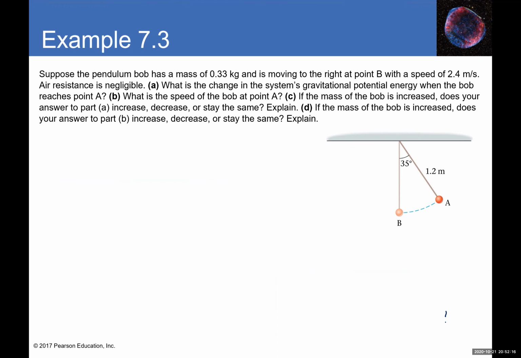That means we start from this position A. Imagine you have a pendulum just hanging vertically, and then you take it and you move it 35 degrees from that position, right? And then you just let go. So that means it's moving to the right at point B with the speed of 2.4 meters per second.